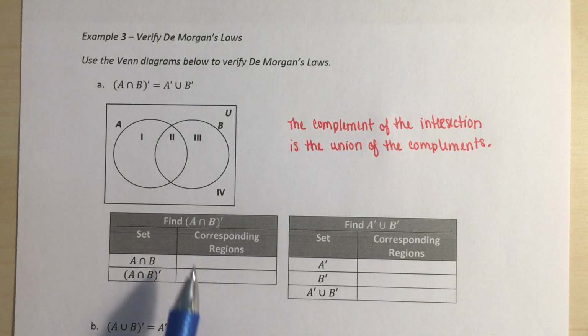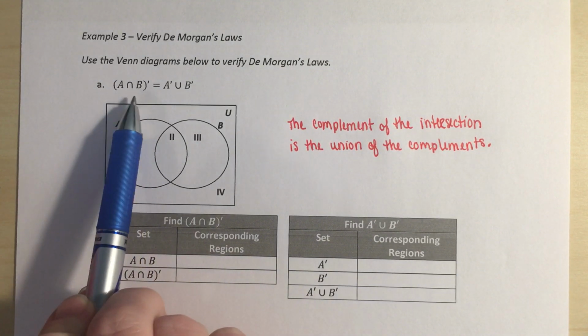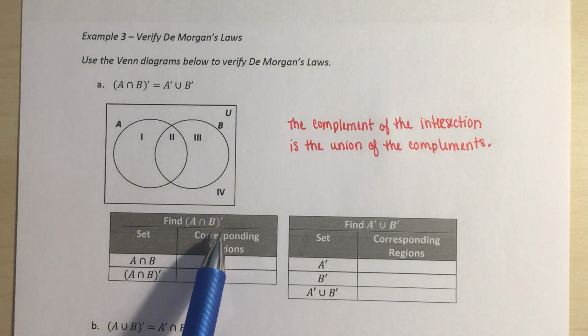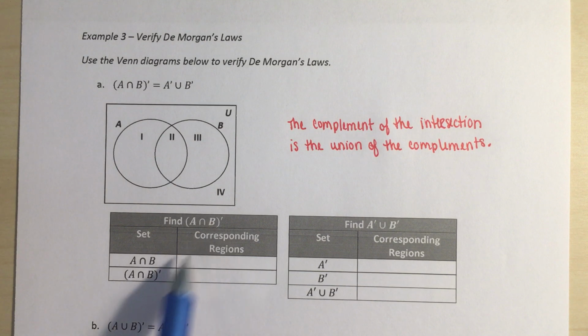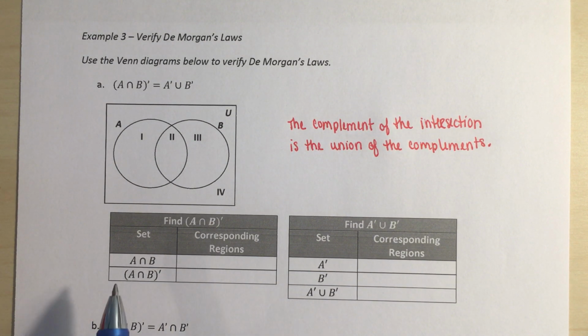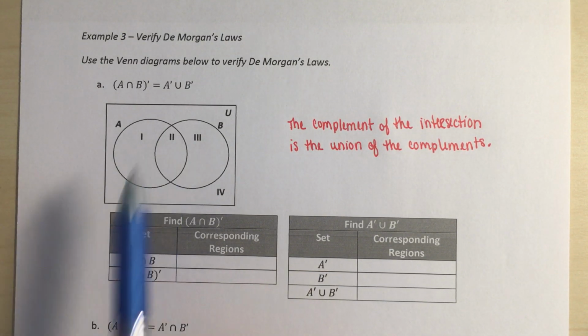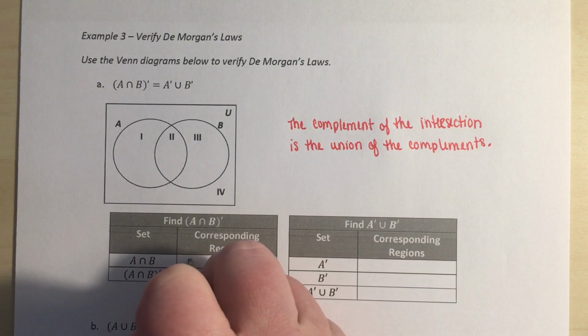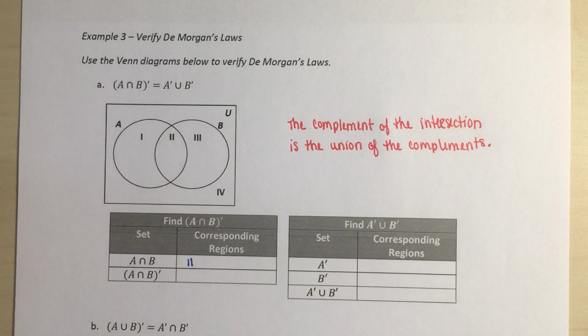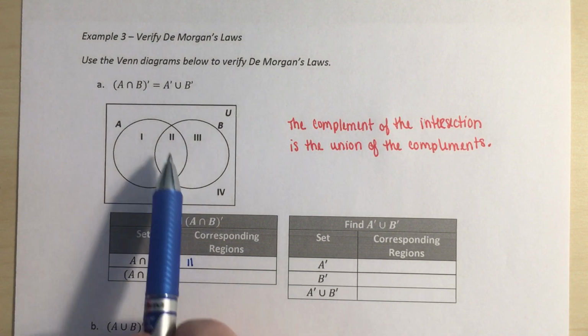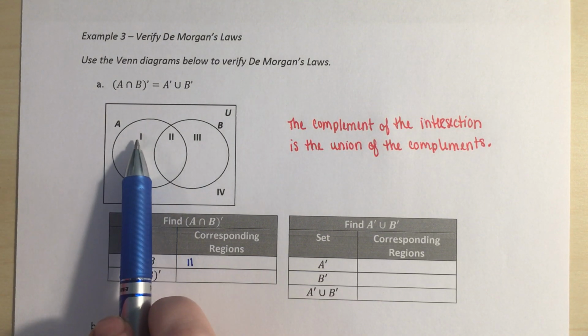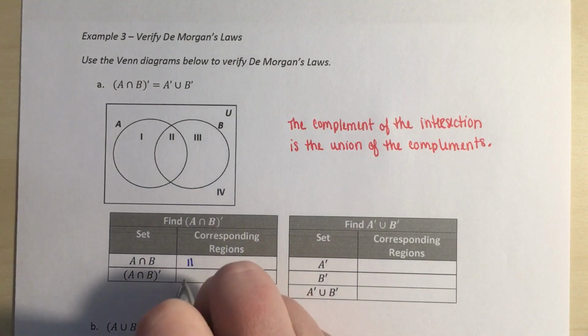So first we're going to find what's on the left side of our equal sign, our (A intersect B) complement. Right, so to do that, we're going to work through this in steps. These little boxes have our steps written out for us. So A intersect B is region 2. Right? It's the portion that's in the overlapping area. Now, if we take the complement of that, well, then we don't want region 2. We want regions 1, 3, and 4.